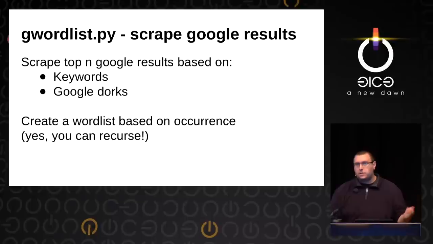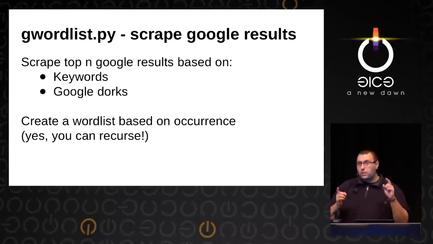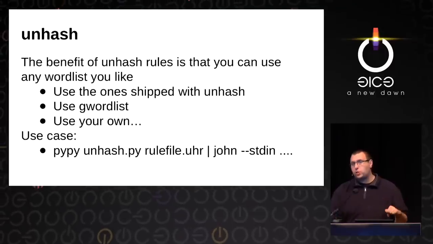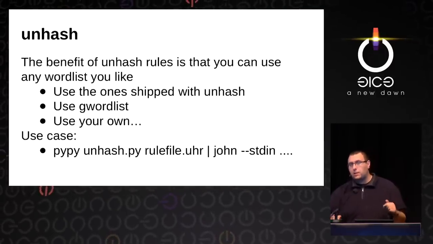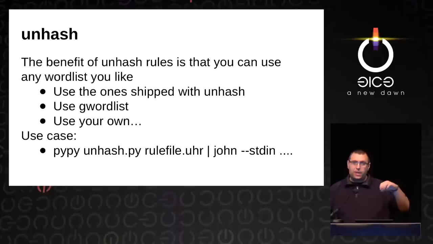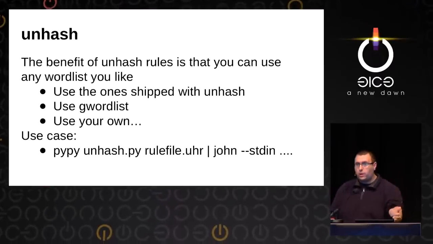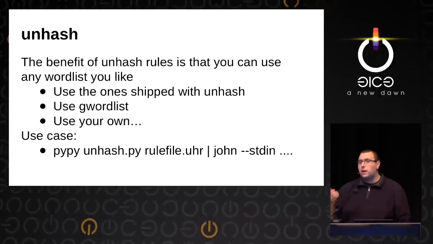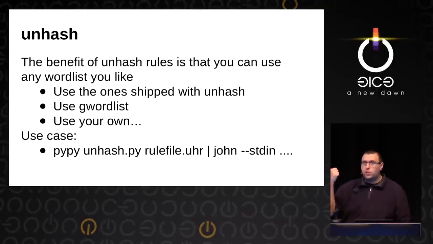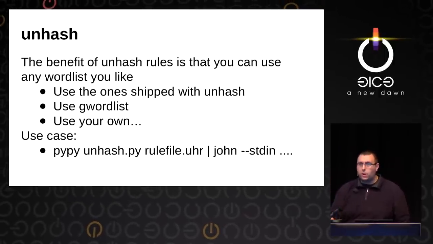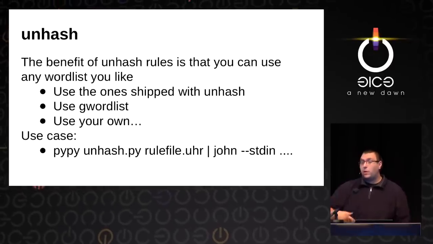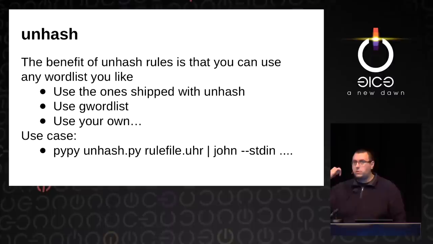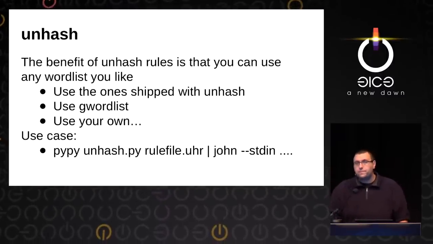It works in UTF-8, so you won't have any problems. You can use the resultant word list from GWordList with the UNHash tool. So that's the point that we want to make here. You can scrape the results from the net with GWordList, which uses Google. You can use all the Google dorks that you want, for instance reducing the search to a certain country, reducing it to a set of keywords, telling it, okay, scrape the top 500 sites, and then you can use it with the rules that are freely available.